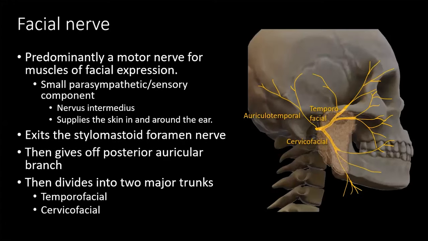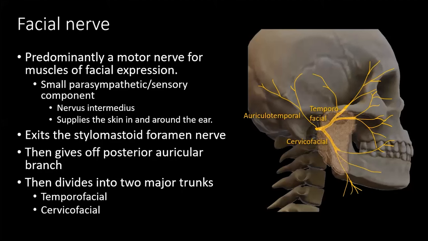So the facial nerve is the Achilles heel of parotid surgeries. Injury to it can be relatively devastating to the patient in terms of quality of life. And it's the reason that a lot of times we don't want to do anything percutaneous in the parotid, because we're afraid of hurting the facial nerve. So the facial nerve is predominantly for the muscles of facial expression. It comes out the stylomastoid foramen.